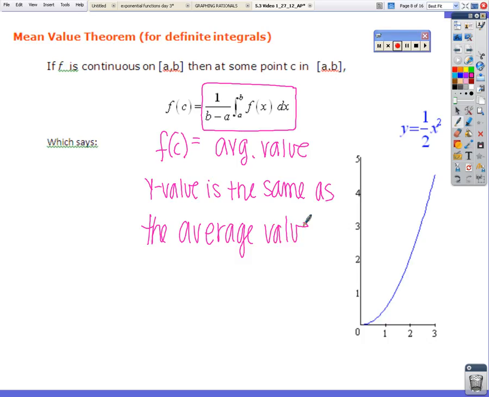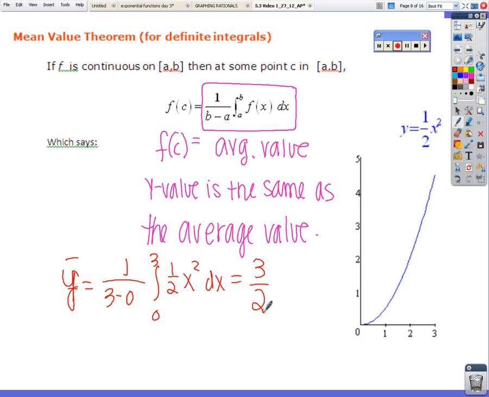So if you remember the problem from the average value, I put the graph back to the right again, and if you remember, we actually found the average value of that function. I think I called it y. 1/(3 minus 0) times the integral from 0 to 3 of 1/2 x squared dx, and that was 3/2. So what this says is there is a value, meaning y value, of the function 1/2 x squared such that it is equal to the average value.